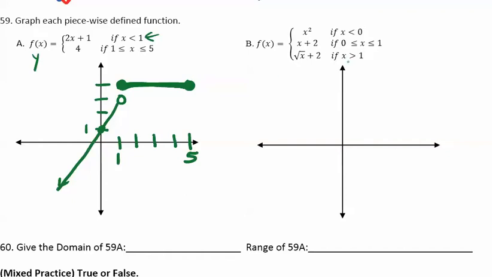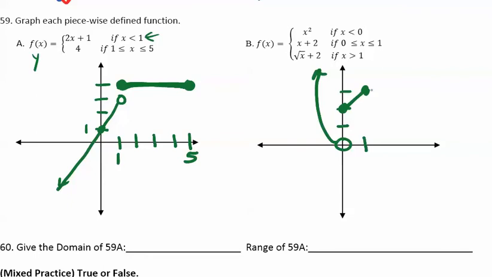Okay, so b is a piecewise defined function. It's just 3 separate pieces of the domain. So when x is negative, less than 0, we've got our parabola, x squared. So I'm going to do an open circle, and that negative half of the parabola. When x is between 0 and 1, we've got a straight line with a y-intercept of 2 and a slope of 1. So we're going to go up 1 square over 1 square.